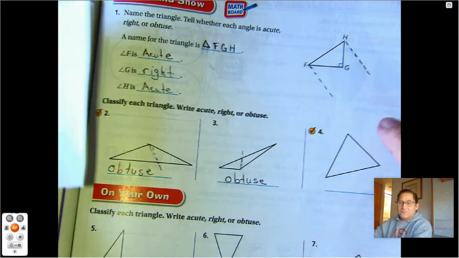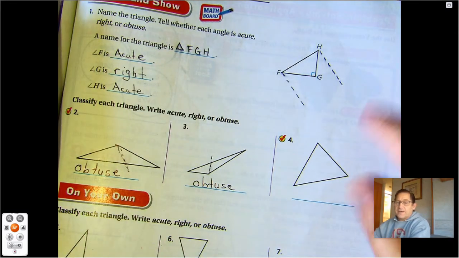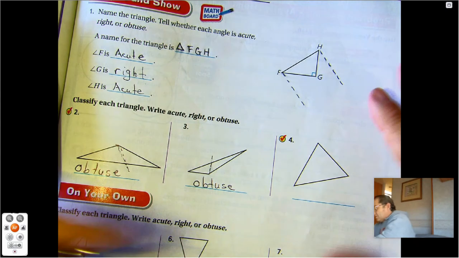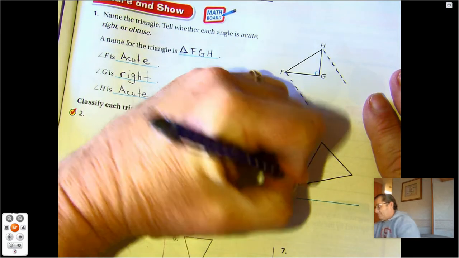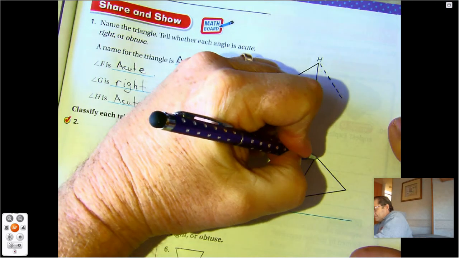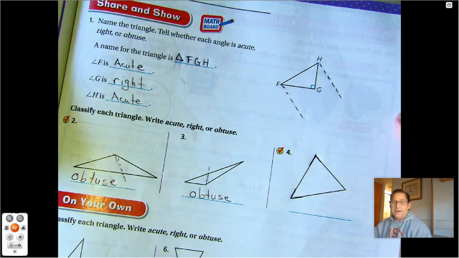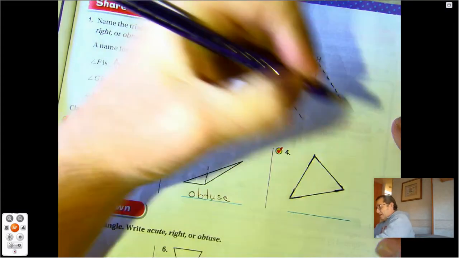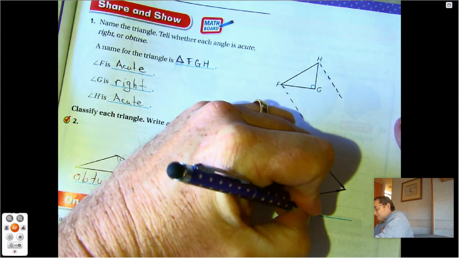Okay, when I look at this one, it just looks like all the angles are less than 90. So I'm looking here. That's less than a right corner, right? That's less than a right angle. And that's less than a right angle. This is acute.